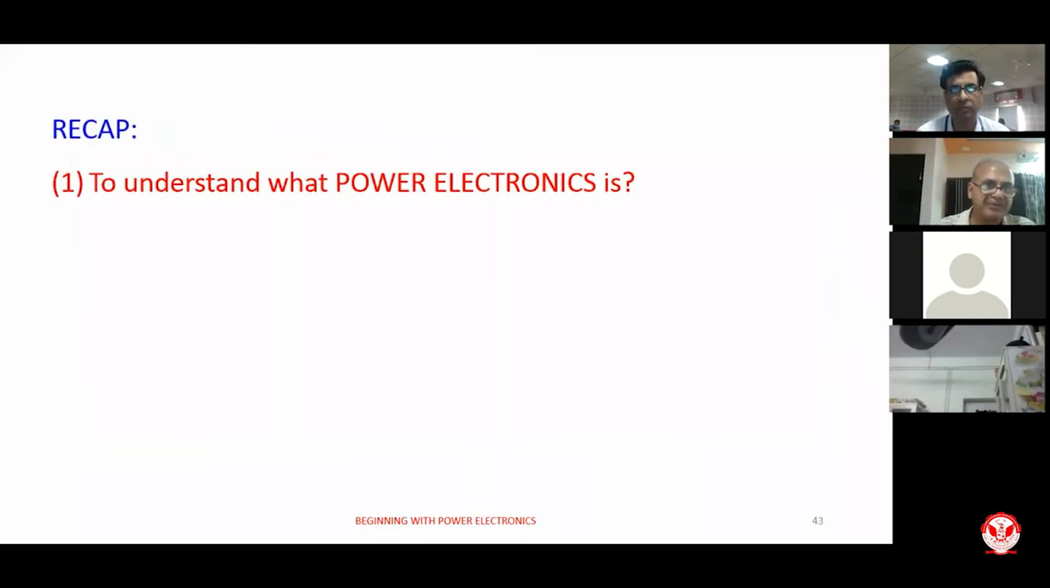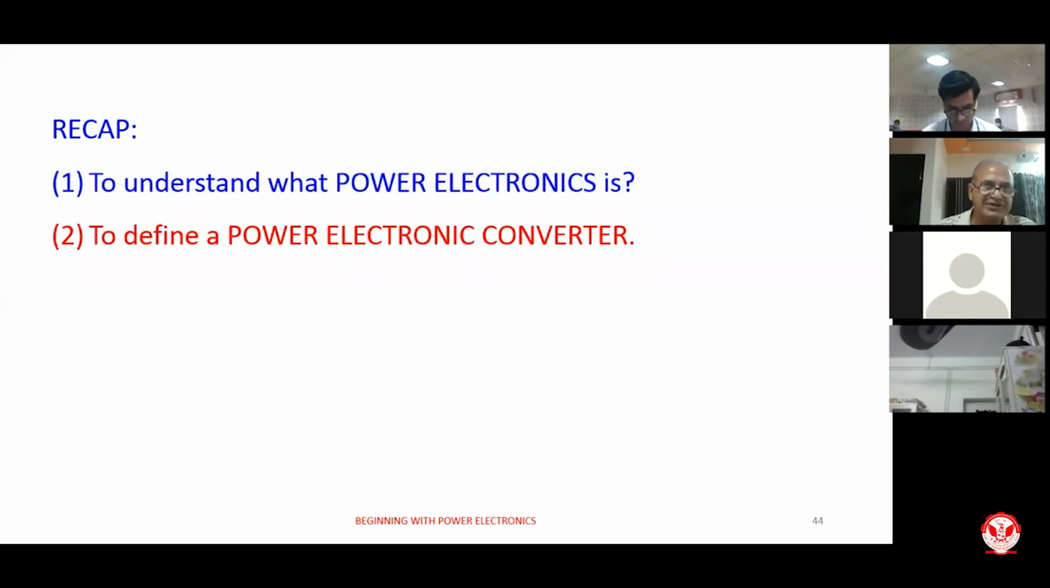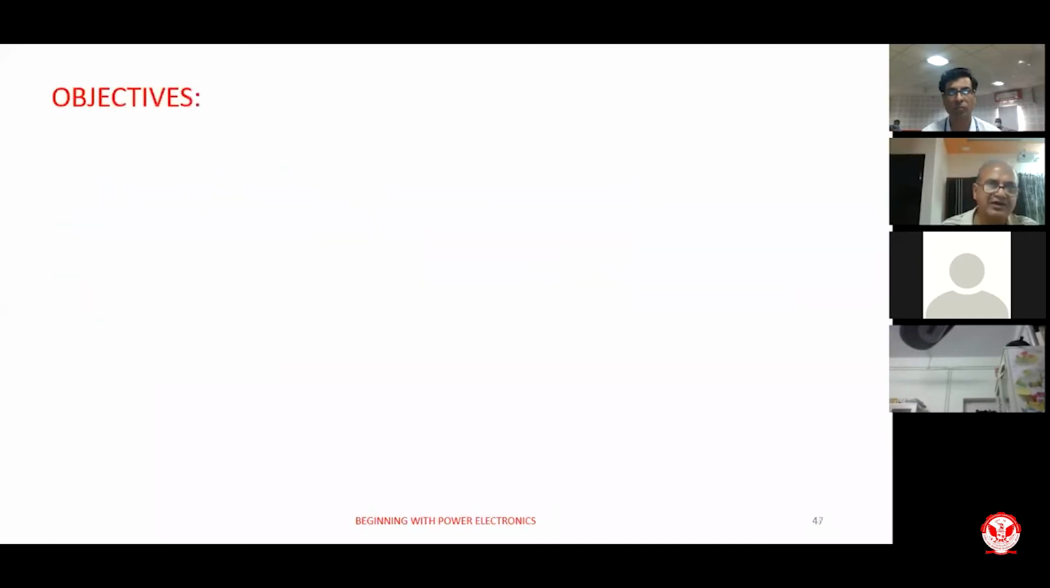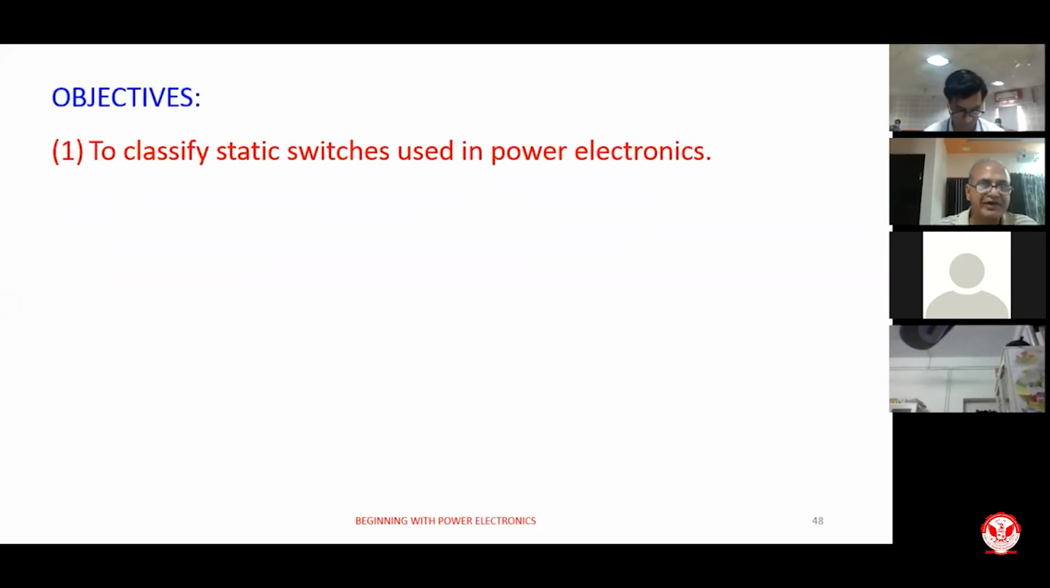In the first part of the presentation, we have understood what power electronics is. In the same presentation, we have defined what a power electronic converter is. Then ultimately, we have classified different types of power converters. In the second part, we will classify different types of static switches, because static switches form the core of the power electronic converter.